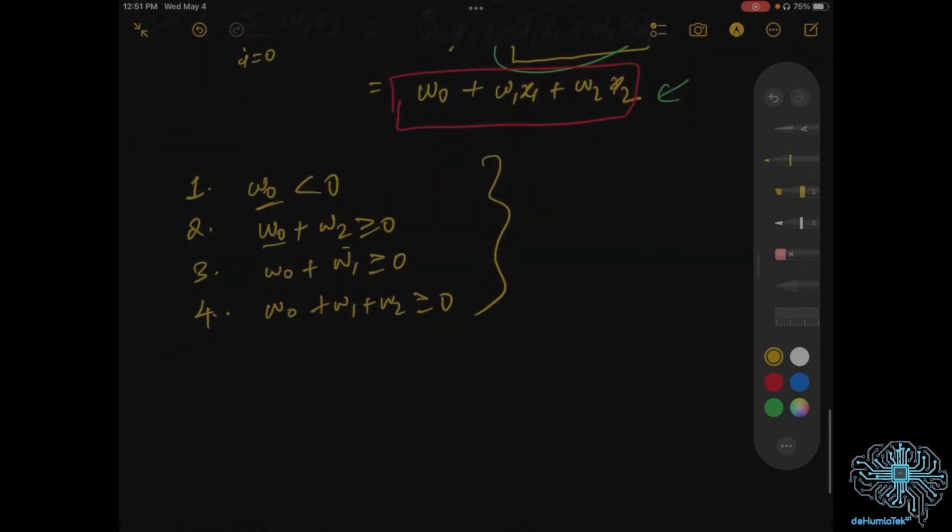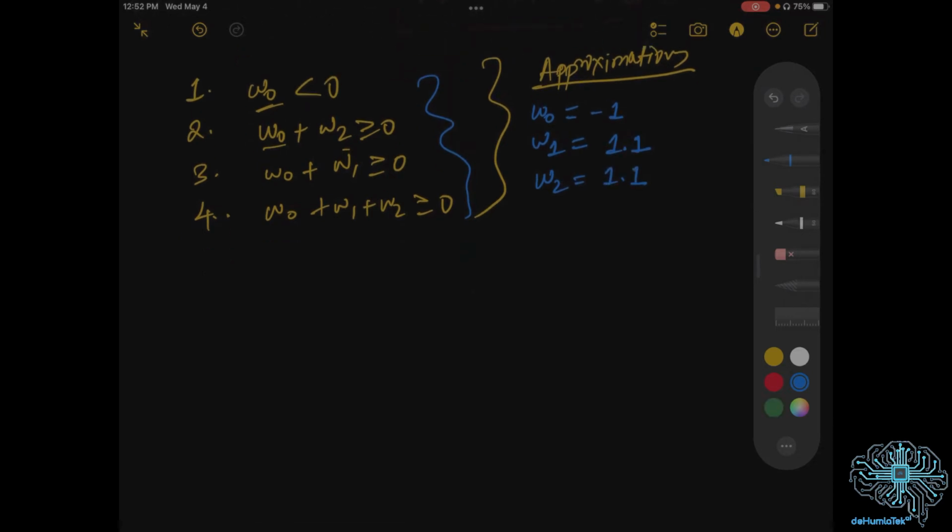This is my approximation; you can come up with your own approximation. We don't know the exact values for these parameters, so just for some understanding, I'll assume W naught equals minus 1. This is just my approximation. You can put in anything, but it has to fulfill these conditions; you cannot violate this expression. W1 equals 1.1 and W2 equals 1.1. So that's okay. Now let's see graphically.